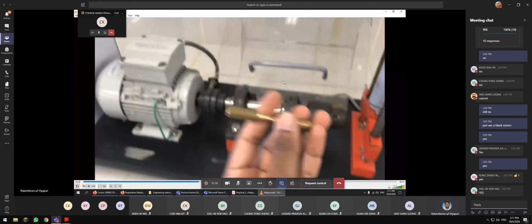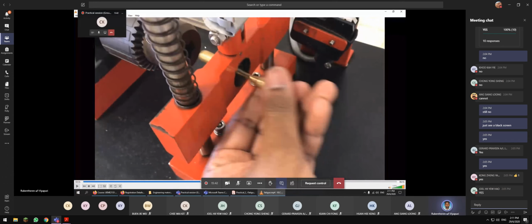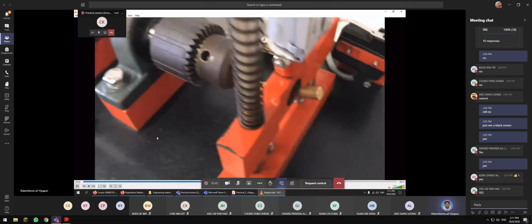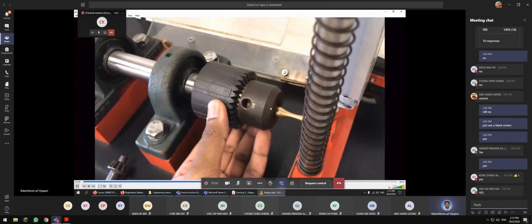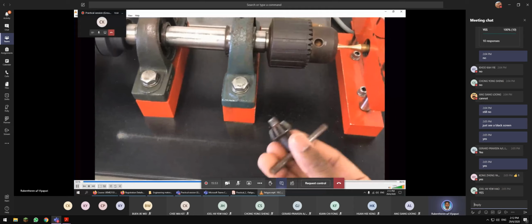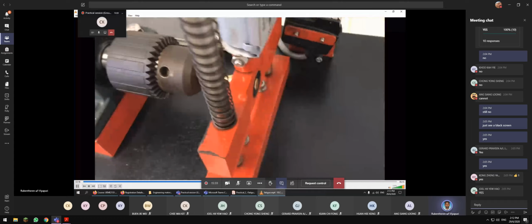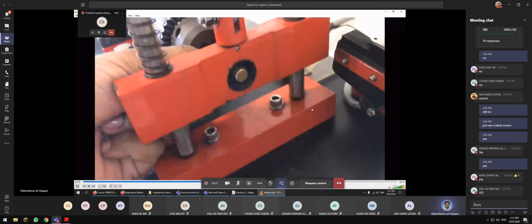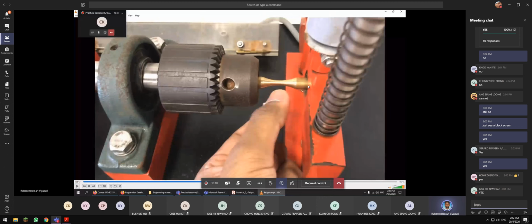I'm going to use the brass sample. All right, you need to insert the brass on the shaft and lock it. Make sure it is perpendicular to the balance. You need to use the lock to fasten it. Okay, once you have fastened it, make sure this specimen is parallel to the shaft and perpendicular to the balance.